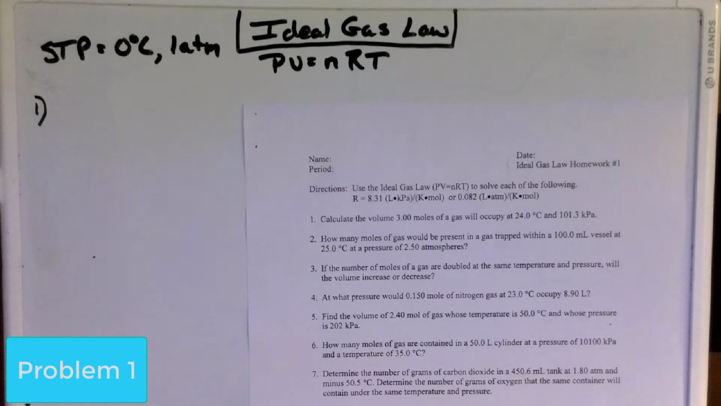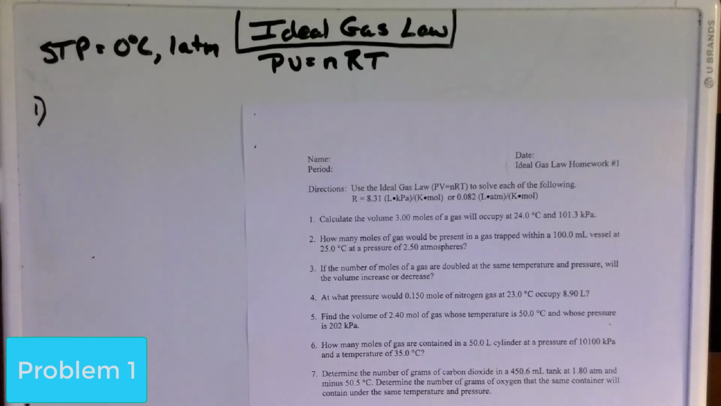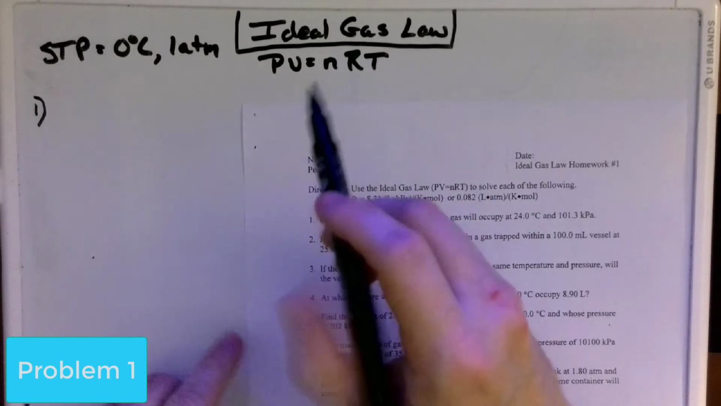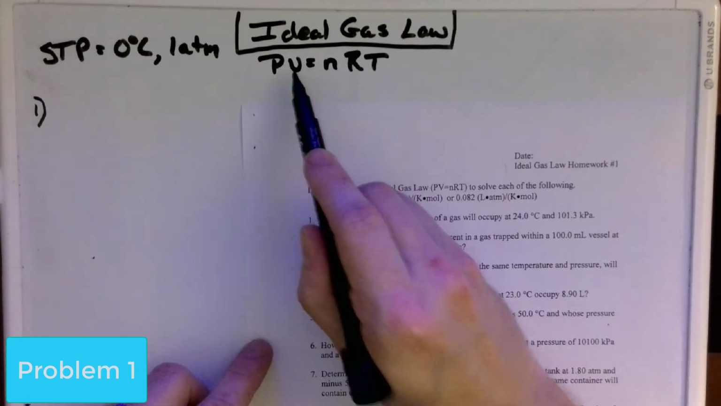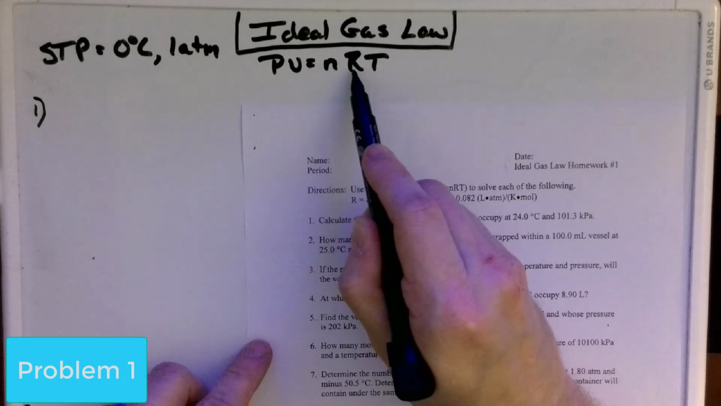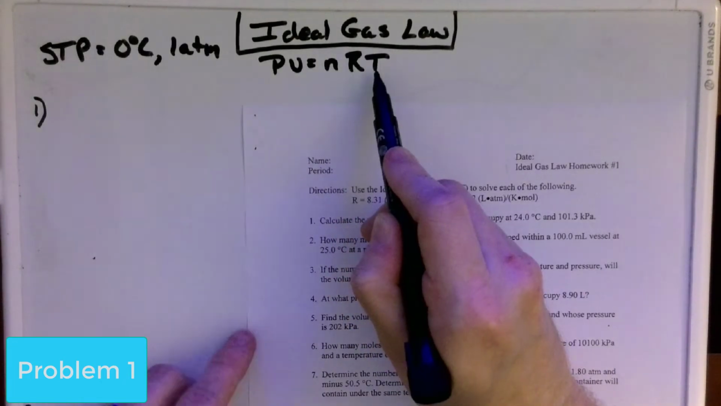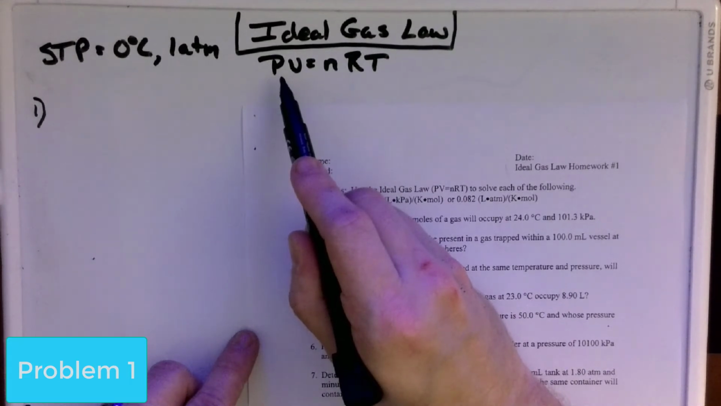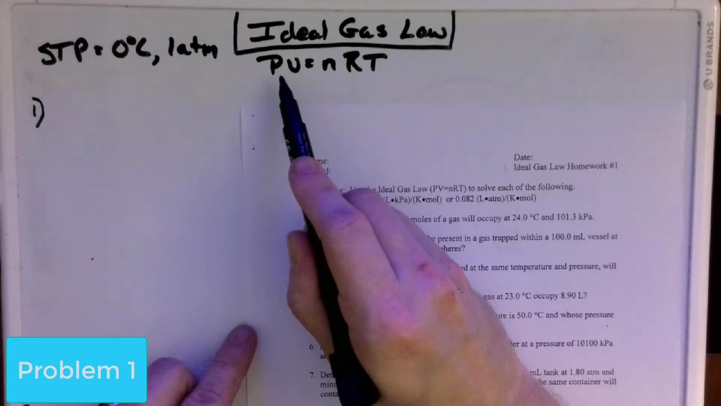I'm going to do a couple examples today on the ideal gas law. In your first assignment this week, this is actually a review from your freshman year. Let's take a look at the formulas before we take a look at problem number 1. The ideal gas law is pressure times volume equals number of moles times the gas constant R times the temperature. Remember, this is not a change in pressure, volume, or temperature. This is a gas as it currently is.